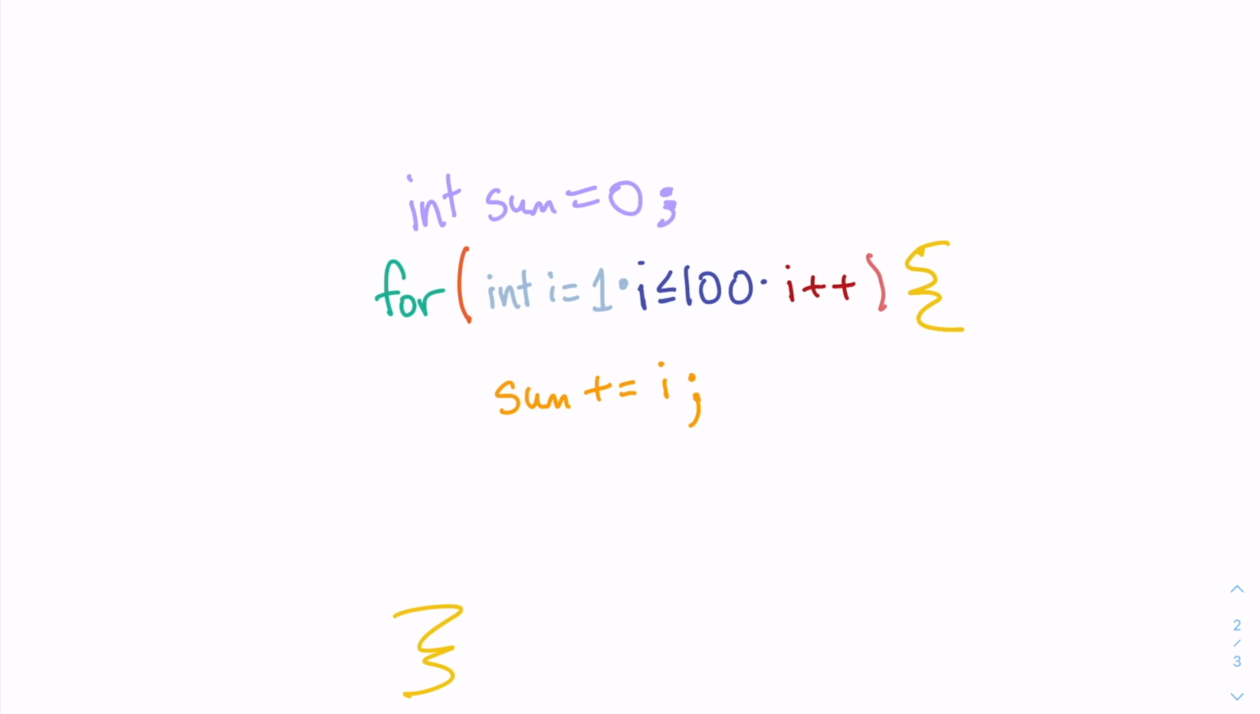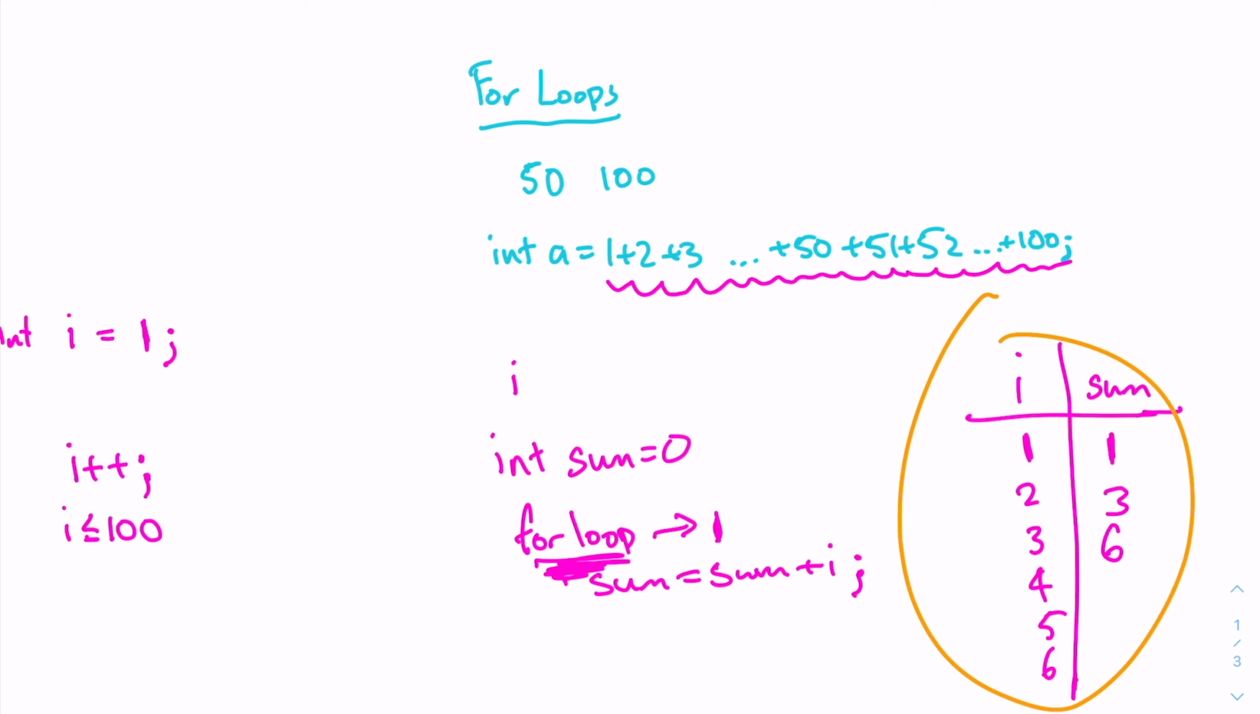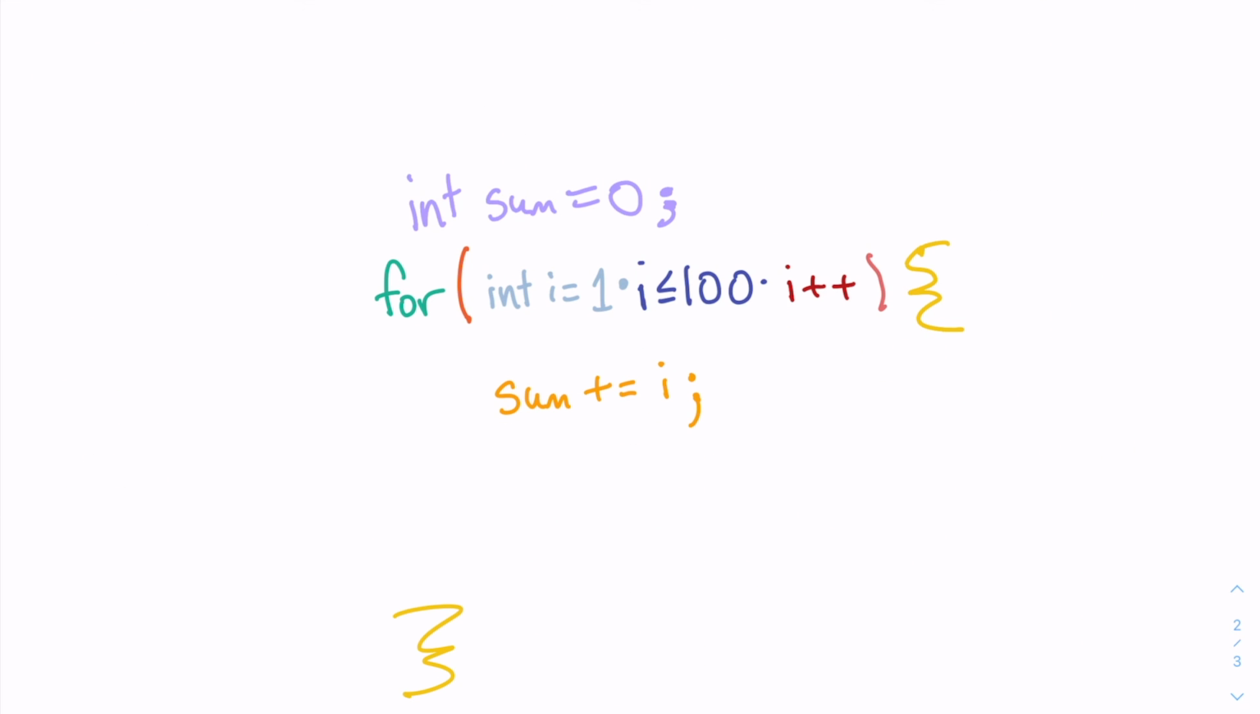So if you remember, this is the exact thing that's going to happen when this code is run. It'll go from 1 to 100. And I believe the sum at the end of this should return 5,050. As far as I remember, that is the sum of the first 100 integers.